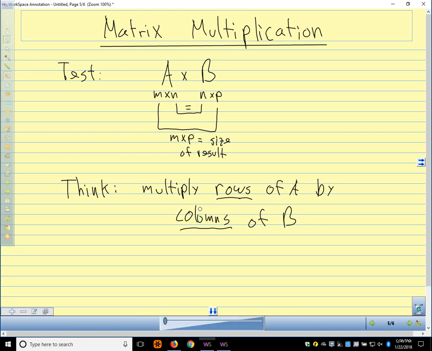So I want to go through a couple of examples of doing this, and then we'll talk about how we do it in our calculator. The way our standards are written, we need to be able to multiply anything below 3 by 3 by hand. So a 3 by 3 and above, we can use our technology.